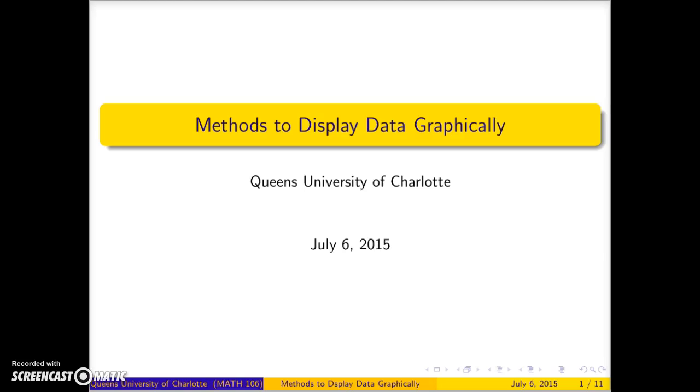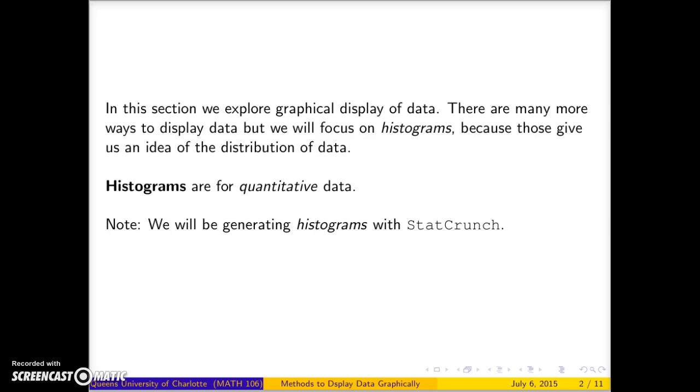Hi all, for this lecture we'll talk about ways to display data graphically. There are a lot of ways to display data graphically, but we're just going to be focusing on histograms, particularly for the sake of time, but also because they're the most important since they give us an idea of how the data looks. Histograms are only for quantitative data.